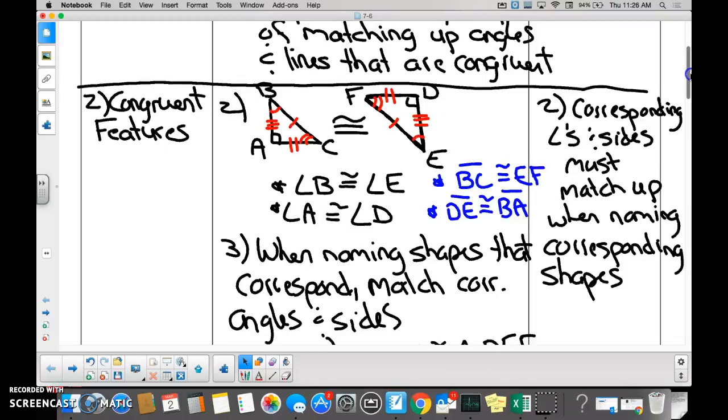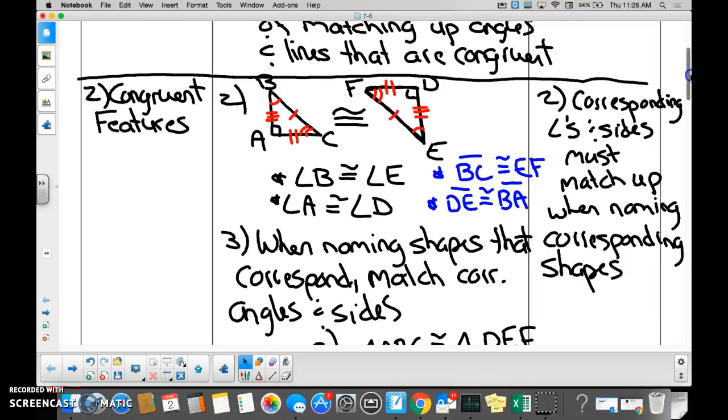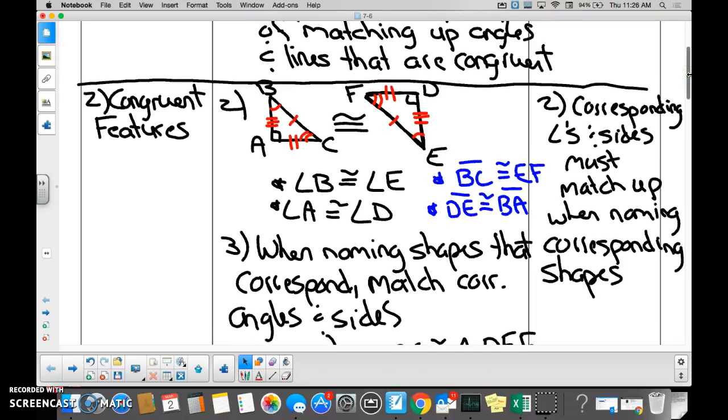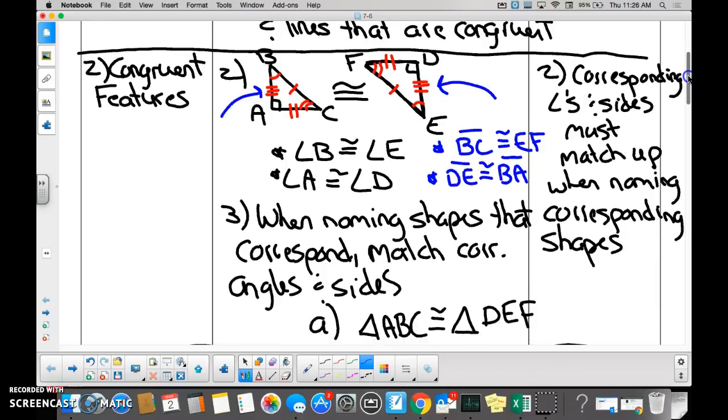Congruent features. So looking at number 2, we've got congruence marks. Really quick review. If you have 3 congruence marks on side AB, and you have 3 congruence marks on side DE, what does that tell us about AB and DE? Okay? They're congruent. Duh, congruence marks, right? They're congruent.